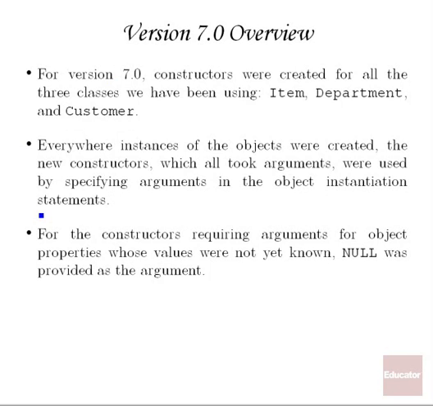So as mentioned, for this version 7.0, constructors have been created for all of our objects that we have: item, department, and customer. And basically everywhere where we've created instances of the objects, before we've used the new statement, now we're using the constructors that we've created, and all of our constructors, as you'll see in a minute, take arguments. Whereas before, for example, we were just creating a new item with a statement like this, with a variable over here.